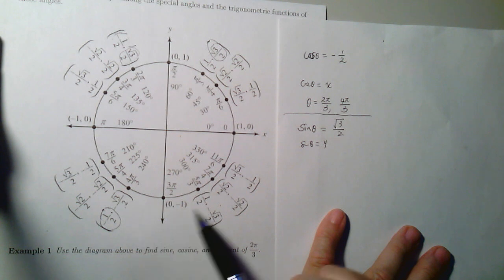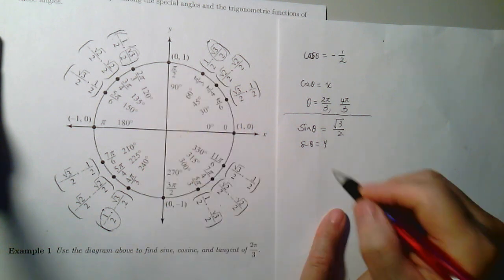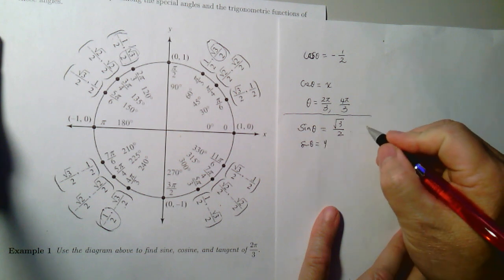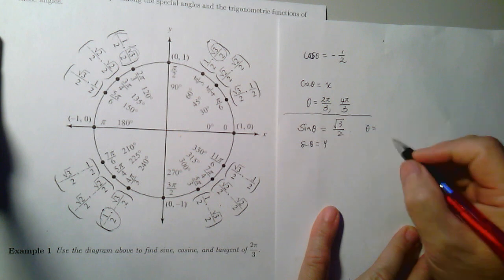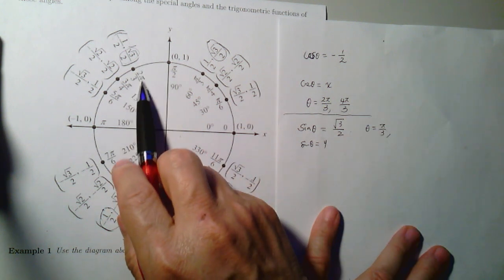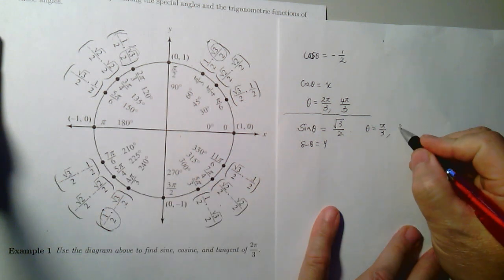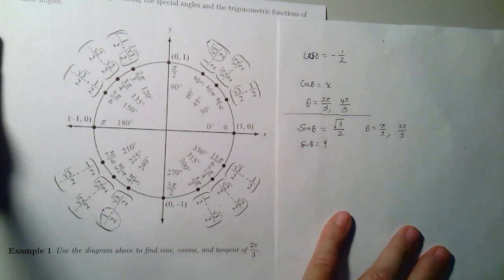But the rest of them are negative. So only these 2. Therefore, for this case, you can see theta equals pi over 3 and 2 pi over 3. You have 2 values. Okay, similarly, you can do any kind of function, and you can do that too.